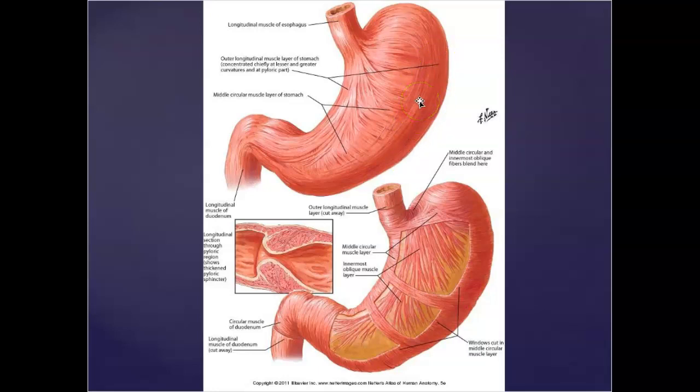The outer longitudinal layer is going to make a bulge within the GI tract, and then the inner circular layer is going to push that bolus of food through the bulge, and that's how we get that peristalsis.